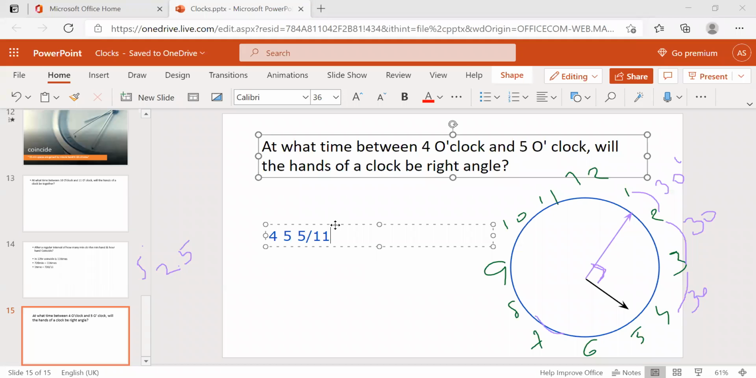I'm asking the question now. In 12 hours, how many right angles will happen? Now, answer this question. 24. Super.